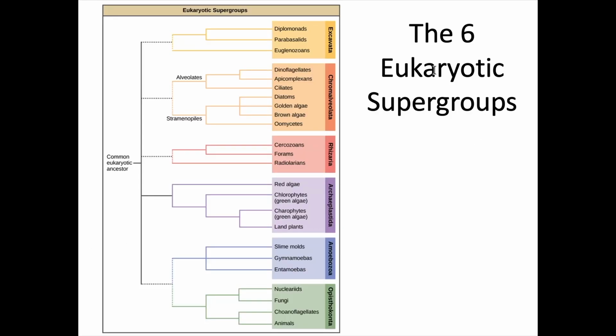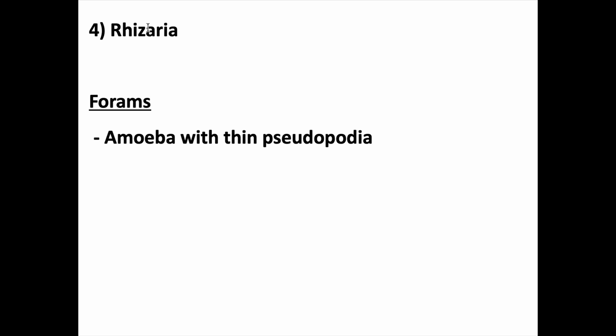We're continuing on with these 6 eukaryotic supergroups, and we're going to finish it up in this lecture. So we did 3 of them in the previous lecture. We're going to finish the other 3 now. So moving on, our next one is this group called Rhizaria. There's really nothing easily identifiable about Rhizaria as a supergroup, so we're just going to talk about the 3 groups within it. First up, we have forams.